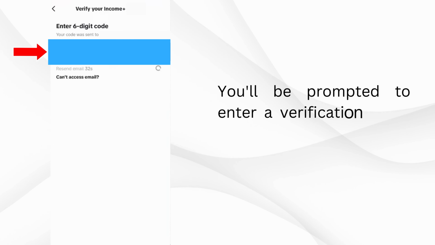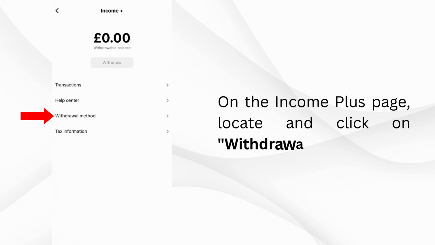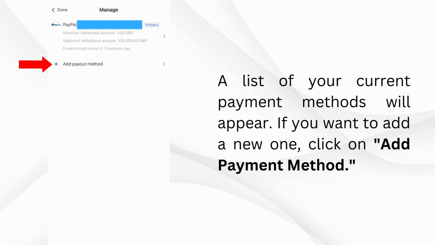You'll be prompted to enter a verification code. Once entered, proceed to the next page. On the Income Plus page, locate and click on Withdrawal Method. A list of your current payment methods will appear. If you want to add a new one, click on Add Payment Method.